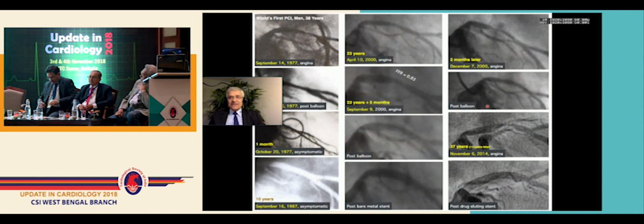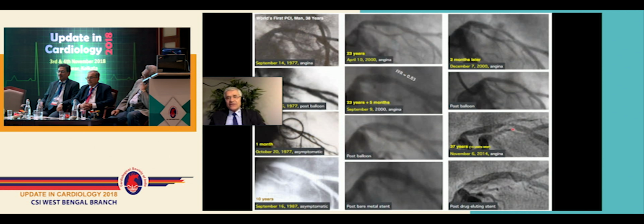Now, as I said, for another 14 years, he was fine again, negative stress test. In 37 years after, on November 6, 2014, he again had symptoms. And of course, coming in for an angiogram, he had another lesion in about the same region.